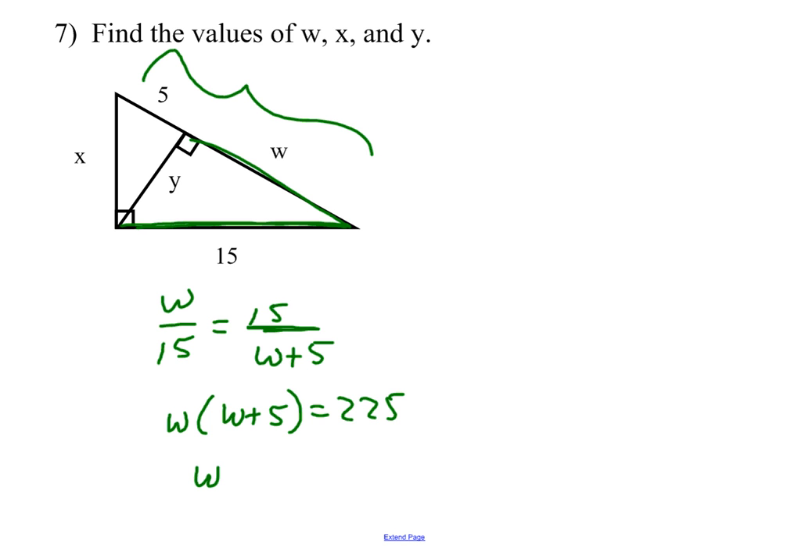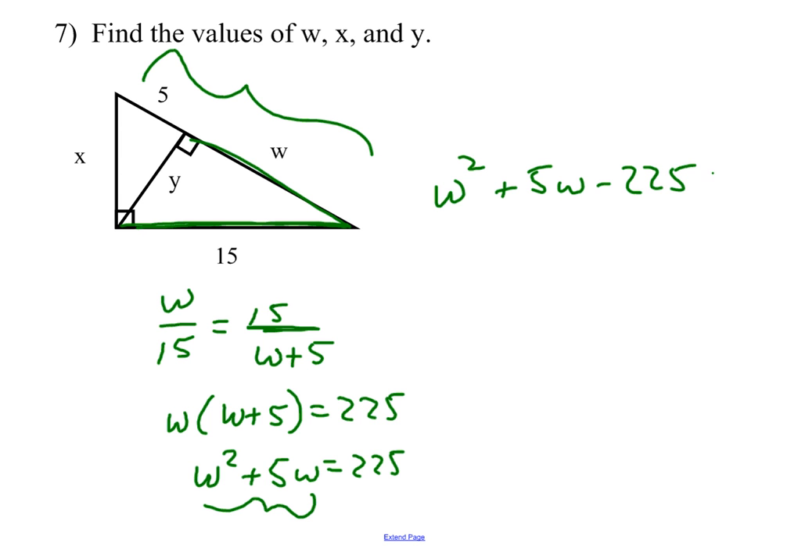When we distribute, because of the two different types of w's, we need to make it equal to 0 to solve. It's a quadratic equation. So bring that 225 to the left and make it negative. And then here, you could try to factor, but you're not going to have much luck. Just use the quadratic formula, okay?